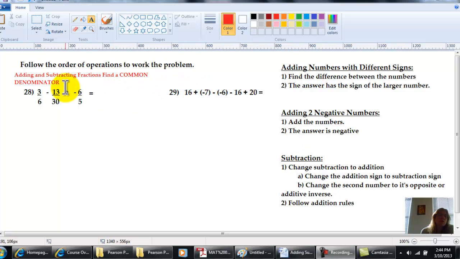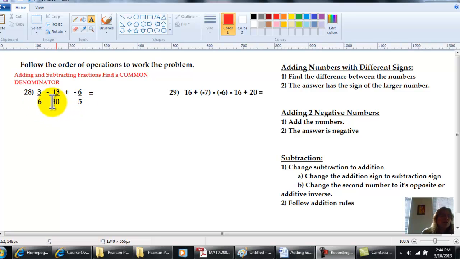But of course, before you begin on any fraction problem, whenever you're adding and subtracting, you find a common denominator. If you're multiplying and dividing, you would not have to find a common denominator. So with problem 28, we have to think about the common denominator first. So we have 6, 30, and 5. Well, let's look at the highest number. Is the highest number a multiple of 6 and 5? It just so happens to be. So then that makes it very easy.